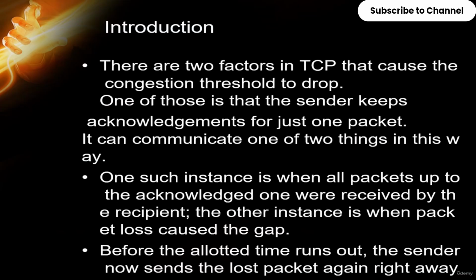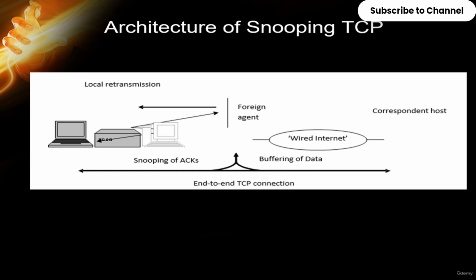Now we will see how it works. In general TCP, if any connection loss occurs, it won't send the acknowledgement. In snooping TCP, when all the packets are sent and acknowledgements are received by the sender from the recipient, if any gaps are found in the acknowledgement, then the snooping TCP will work. Here you can see the architecture of snooping TCP. It also provides end-to-end TCP connections.